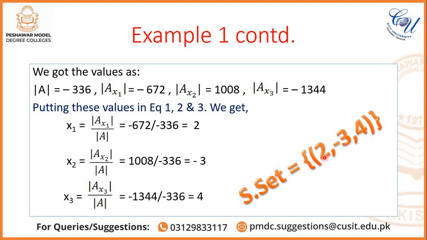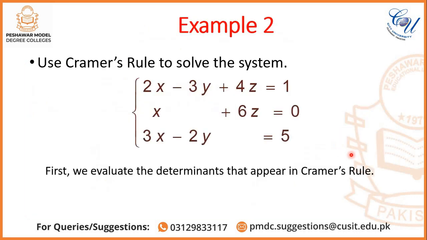The first term is the value of x1, the second term is the value of x2 and the third term is the value of x3. Example 2. Use Cramer's rule to solve the system. Now we see that in this system the variable y is missing in the second equation. So the coefficient matrix will have the coefficient 0 for y here, and in the third equation we don't have the z variable, so the coefficient will be 0.